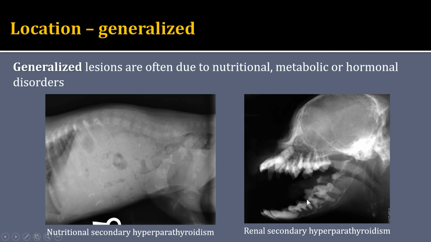In the patient on the right here, this is a skull of a middle-aged older patient who actually has severe renal failure. And so this patient has very poor bone quality, very diffuse loss of bone, especially of the maxilla and mandible, where we barely see any bone. It just looks like the teeth are kind of floating. And this is a patient that has renal secondary hyperparathyroidism.